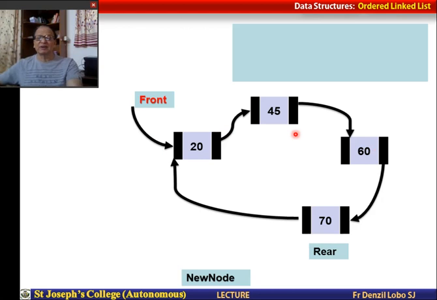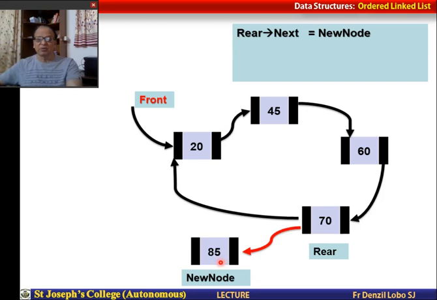I will show graphically here. So here, for example, I say rear next is equal to new node. I have created a new node, so new node 85 is there. So rear next here is assigned the address of the new node. Then what do we do? Rear is equal to new node.